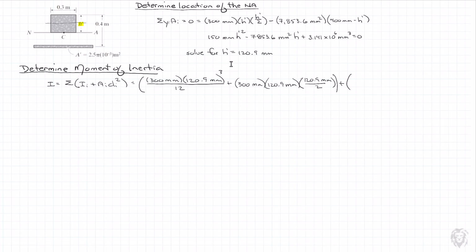And so we have our area, and our area is represented by 7,853.6 millimeters squared. And that's multiplied by d at i squared. And so the d at i squared in this case is going to be the depth to that, which is 400 millimeters less h prime. So 400 millimeters minus 120.9 millimeters, and that is squared. And I'm just looking, we didn't put in the squared value over here, so we better do that.